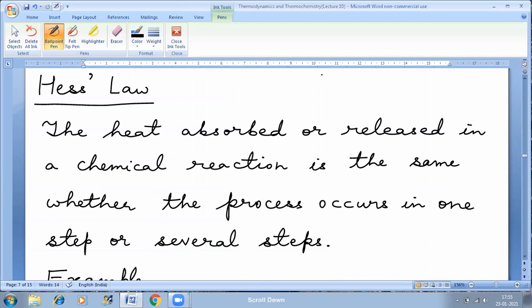Hess's law. The heat absorbed or released in a chemical reaction is the same whether the process occurs in one step or several steps. Enthalpy is a state function, which means that you just need to focus on the initial reactant and the final product.